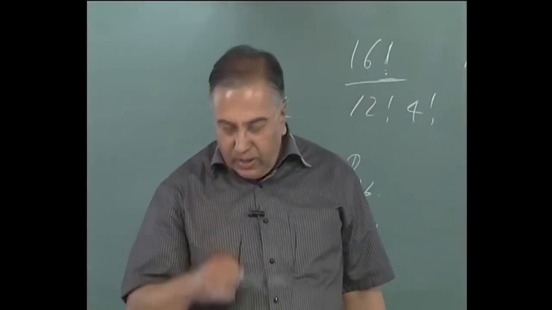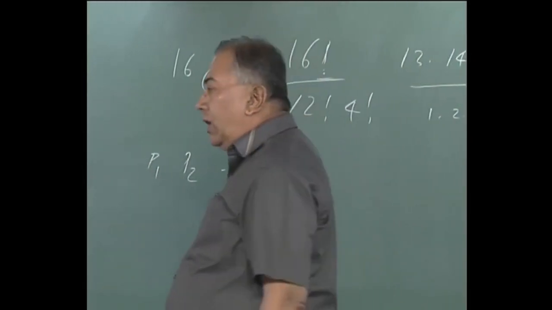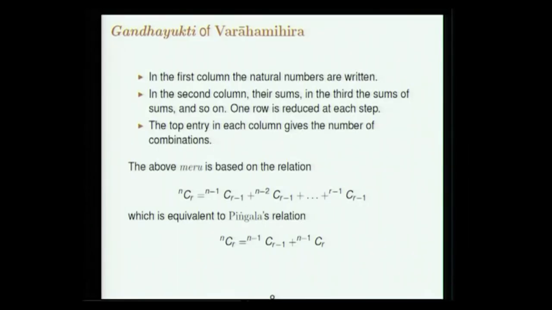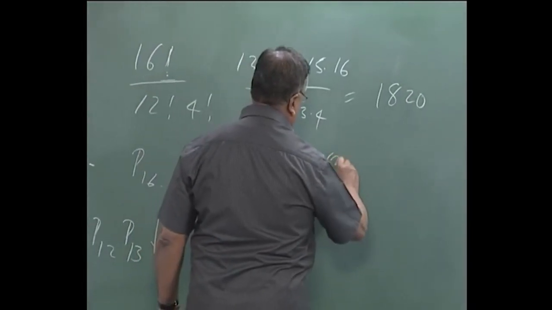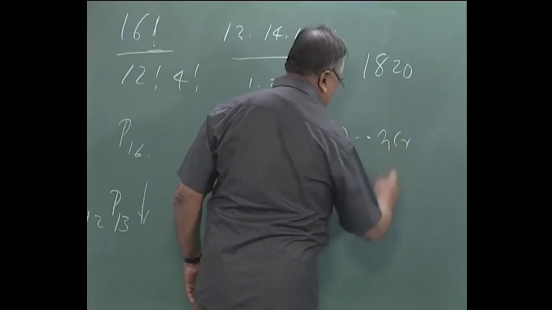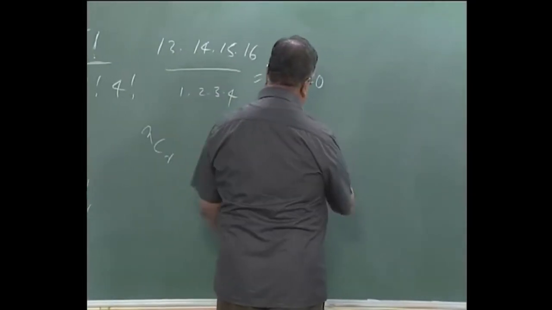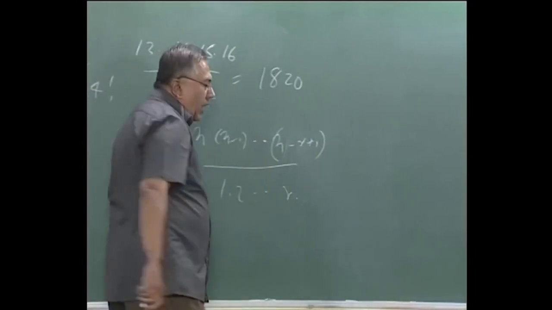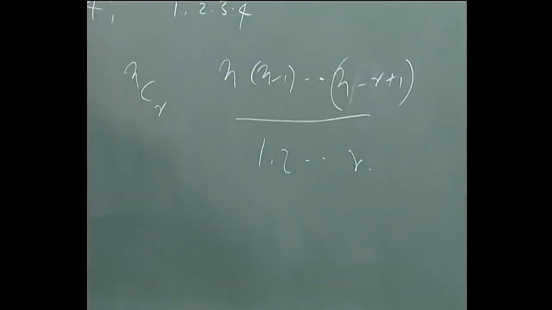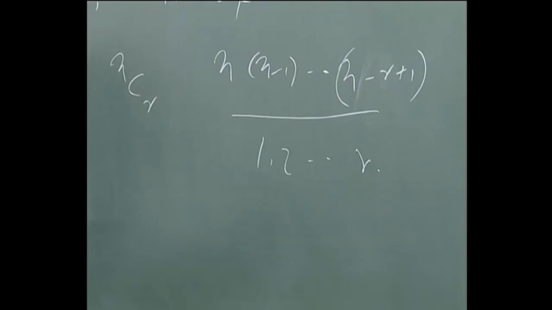But Varahamihira's Meru is different from Pingala's Meru. Both are simple ways of calculating the number nCr. But there is also the formula that nCr is equal to n into (n minus 1), etc., up to (n minus r plus 1), divided by 1 into 2, up to r. This is stated in mathematics books. This is stated in Lilavati. This is perhaps first stated in Ganita Sara Sangraha. So this format of a formula for nCr is given in the texts of mathematics.